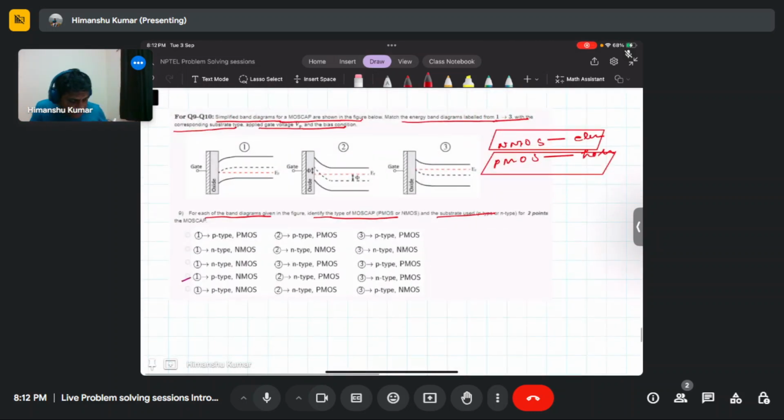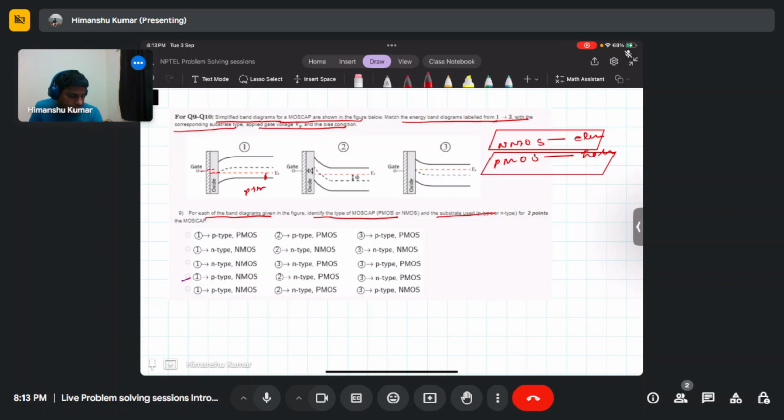As you can see, this gate level is higher compared to the Fermi level, and this Fermi level lies closer to the valence band, so this is a p-type substrate, and this is because of the application of a negative gate bias.